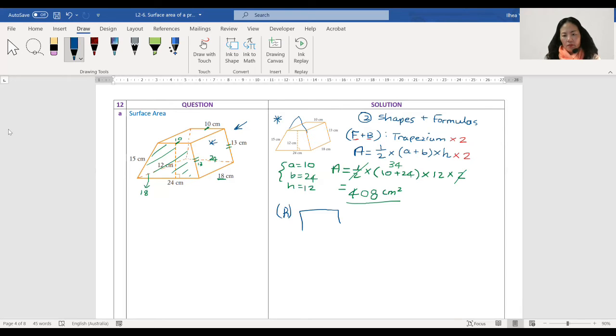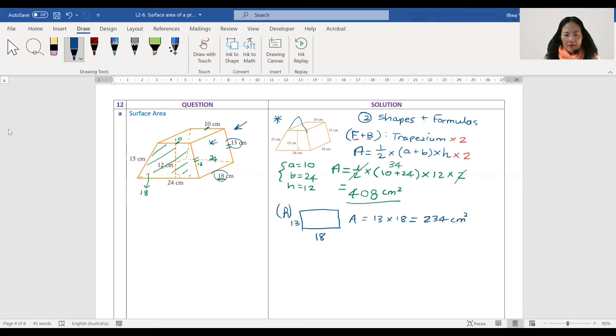Just going to draw the picture there. My base is 18, my height is 13. So that's my base, my height here. Okay, there's only one of them. So the area will be 13 times 18, which is 234 square centimeters.